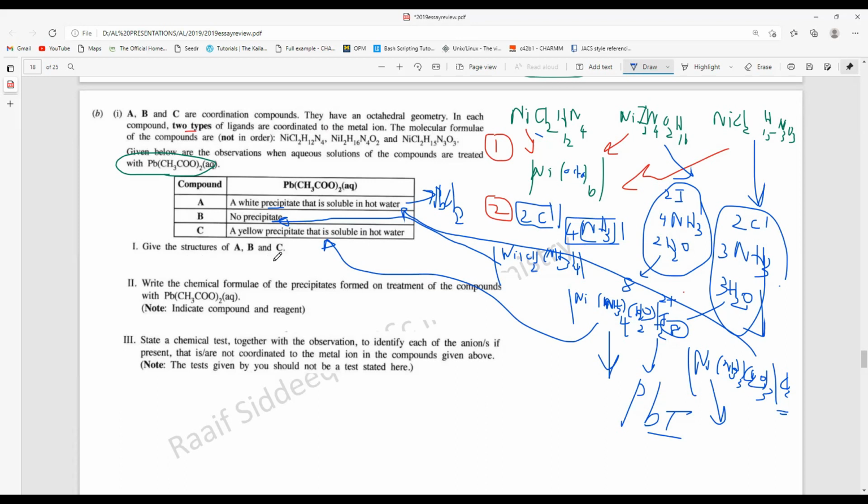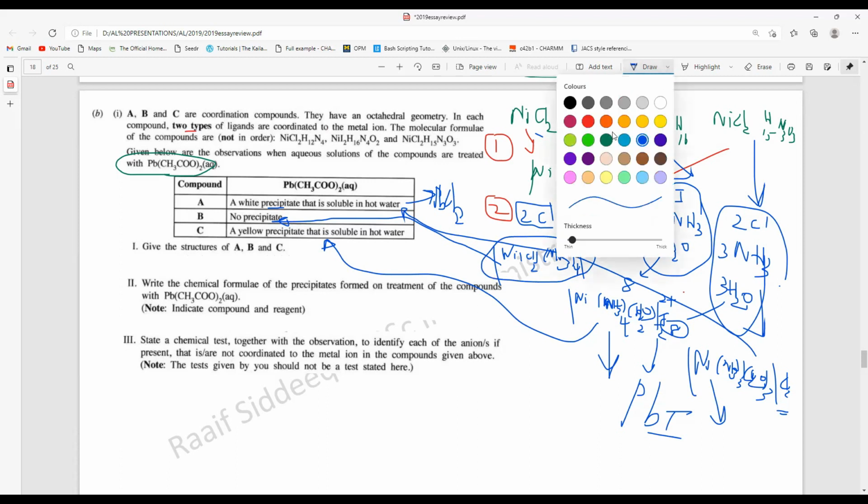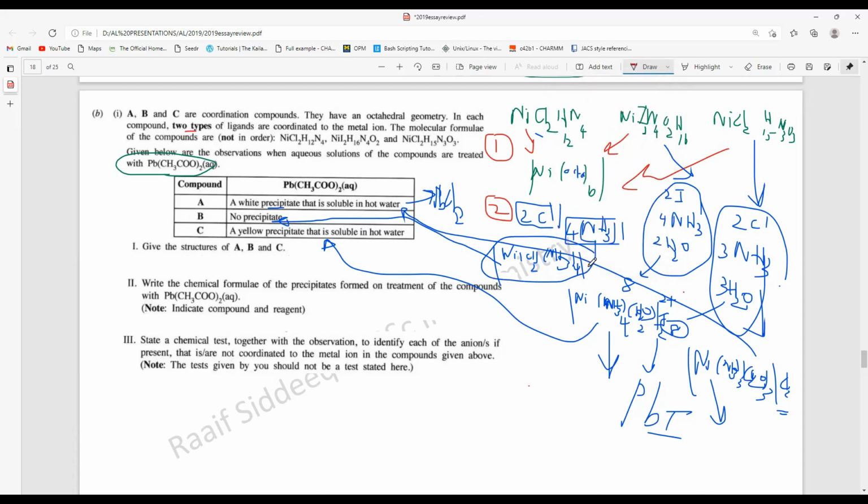So give the structures of ABC. The structures should be this one for B, this one is for A, and this one is for C, right? Otherwise, if you put iodine or chlorine inside the main primary coordination sphere, there will be no precipitate forming. The formation of the precipitate indicates that iodine and chlorine are present outside the box as counter ions, which means to balance these charges. Okay, so that is the way that you predict these things.